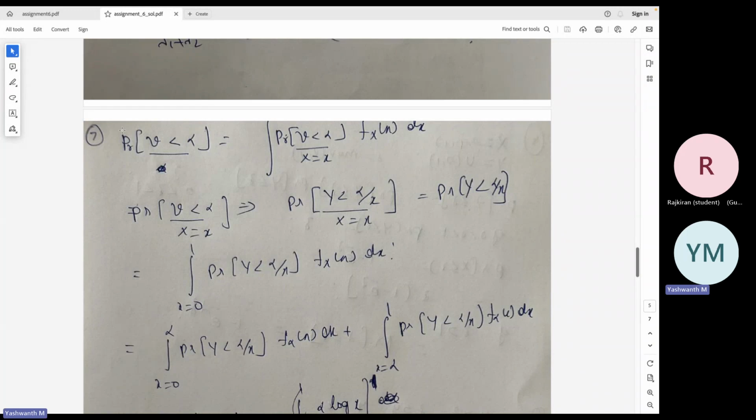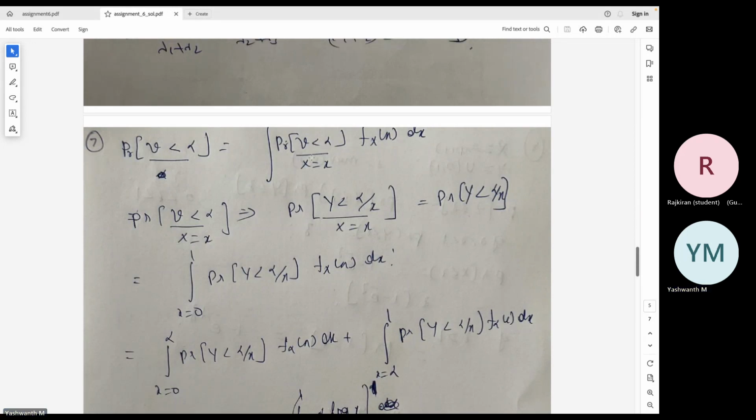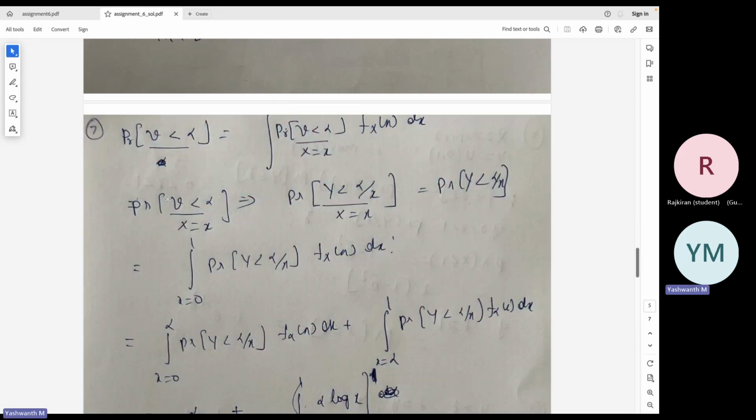So first, for finding the density, I go for the distribution, which is the definition of distribution. Because it is continuous, less than or equal to is okay. Same trick: condition on X and integrate over all the possible values of X. What is the probability that V is less than alpha given X? V is XY, so let's substitute XY here.